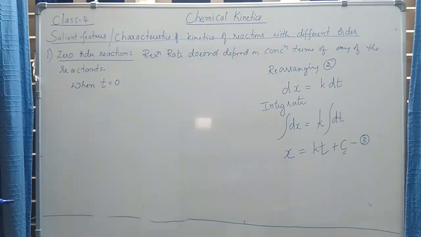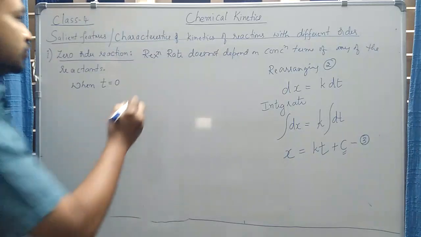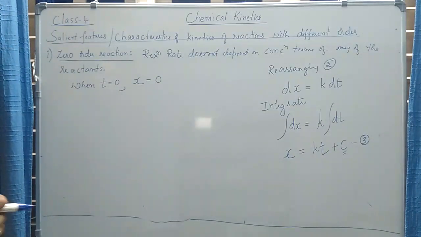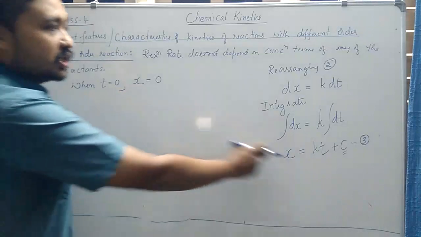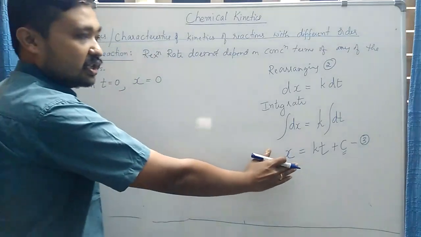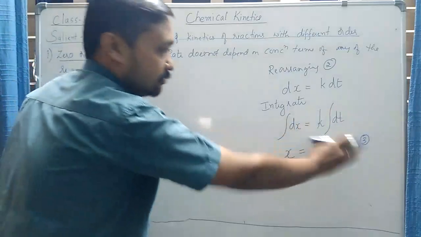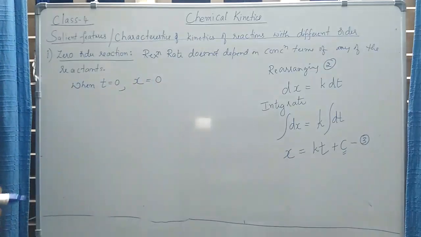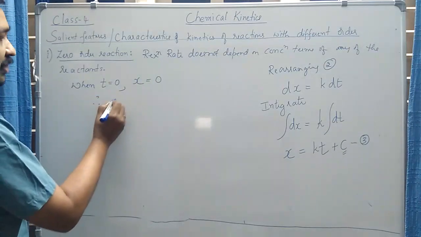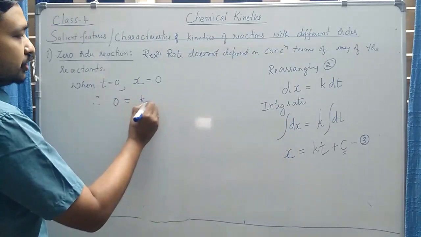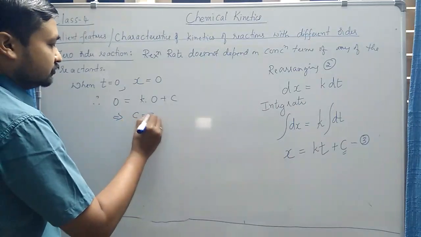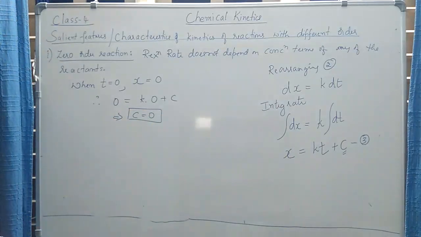So concentration of product at t is equal to 0 should be equal to 0. So x should be equal to 0. Concentration of product is equal to 0. Now let us substitute this initial condition in equation 3, because this equation 3 holds good for all values of x at time, and therefore it should also hold good for this condition also. t is equal to 0, x is equal to 0. So let us substitute. Therefore 0 is equal to k into 0 plus c, which shows that integration constant c is equal to 0. So in this case integration constant is 0.